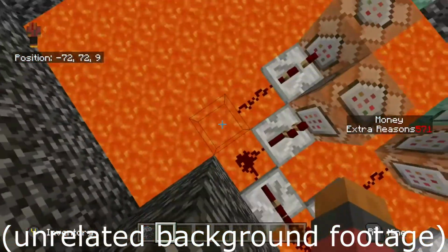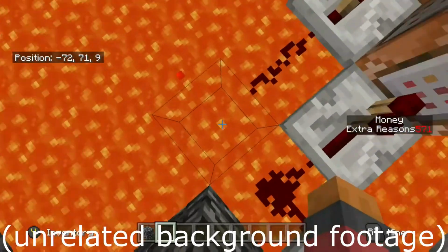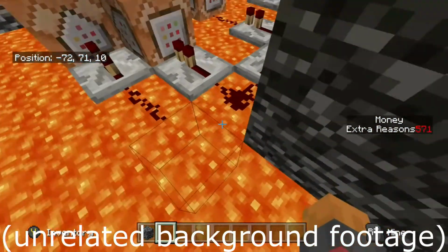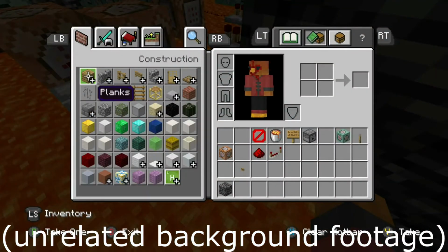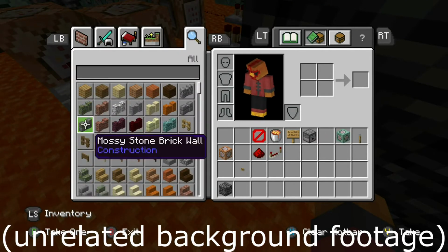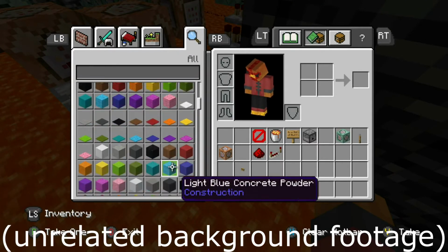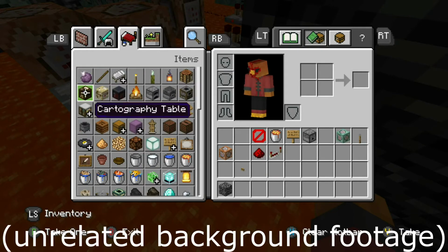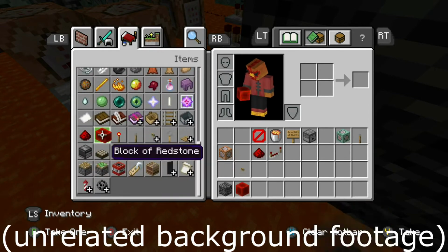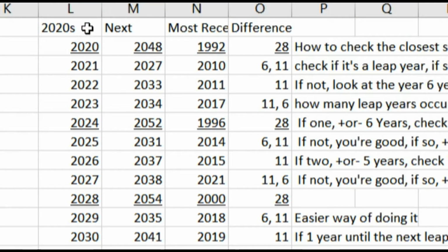So you might be wondering, if you have a calendar, or if you have a year, when will you next be able to reuse that calendar? And also, when is the most previous time I was able to use this calendar? We have it right here. We have the years right here in the 2020s. Here we have the next year that you will be able to reuse that calendar.